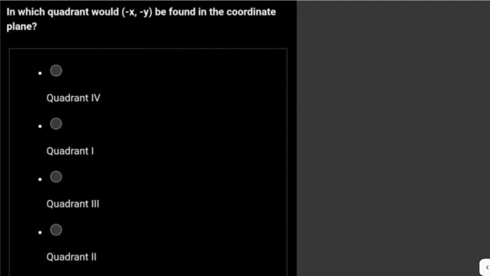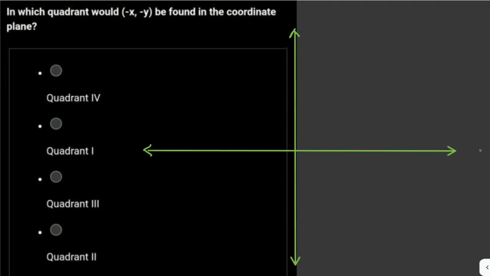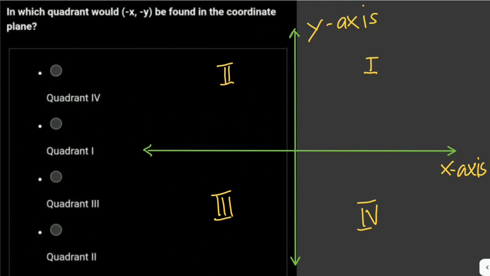In which quadrant would negative x, negative y be found in the coordinate plane? So if this is our coordinate plane, and this is our x-axis and our y-axis. So we have 4 quadrants here. This is quadrant 1, quadrant 2, quadrant 3, and quadrant 4. This is 0, 0, this point here.